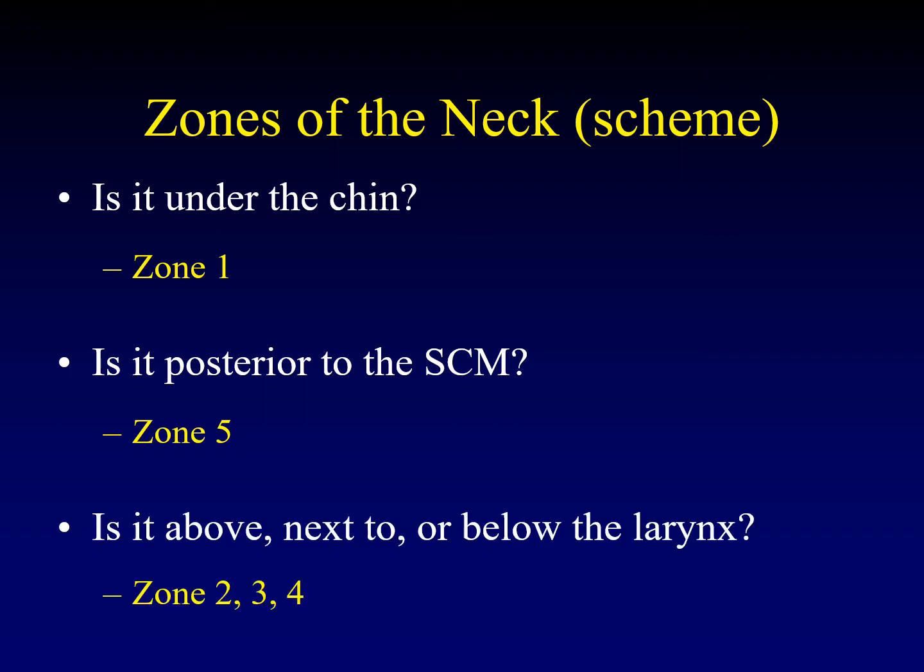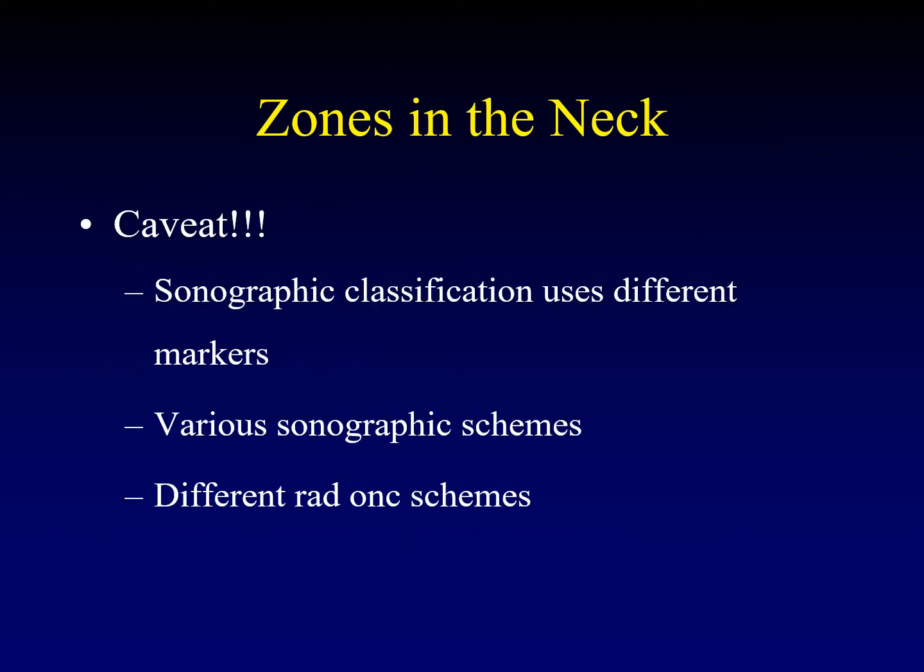Only then, after I've thought about level 5, do I go back and say, is it above the larynx, next to the larynx, or below the larynx? And that puts it in level 2, level 3, or level 4. You have to be a little careful when you're using other modalities. What I've talked about works for the surgeons, although they use different boundary anatomy, and it works on CT and MRI, but there's some different rules in sonography.